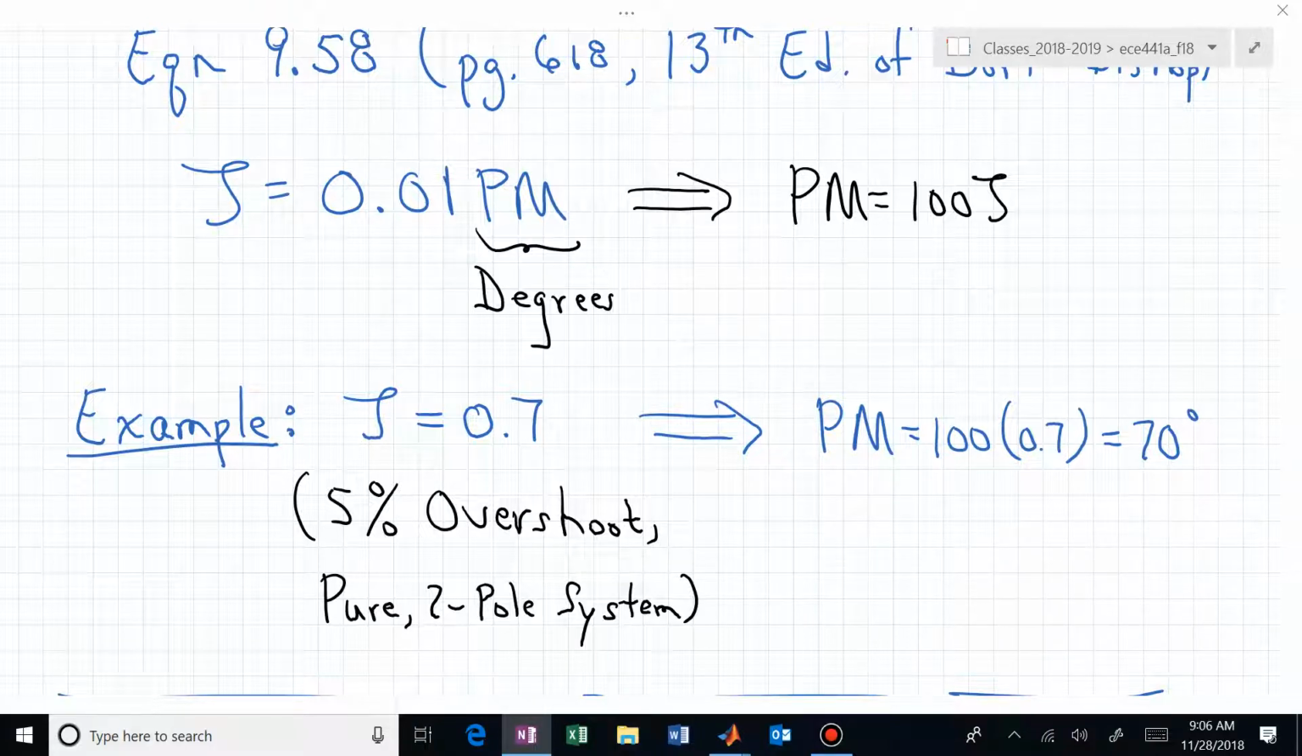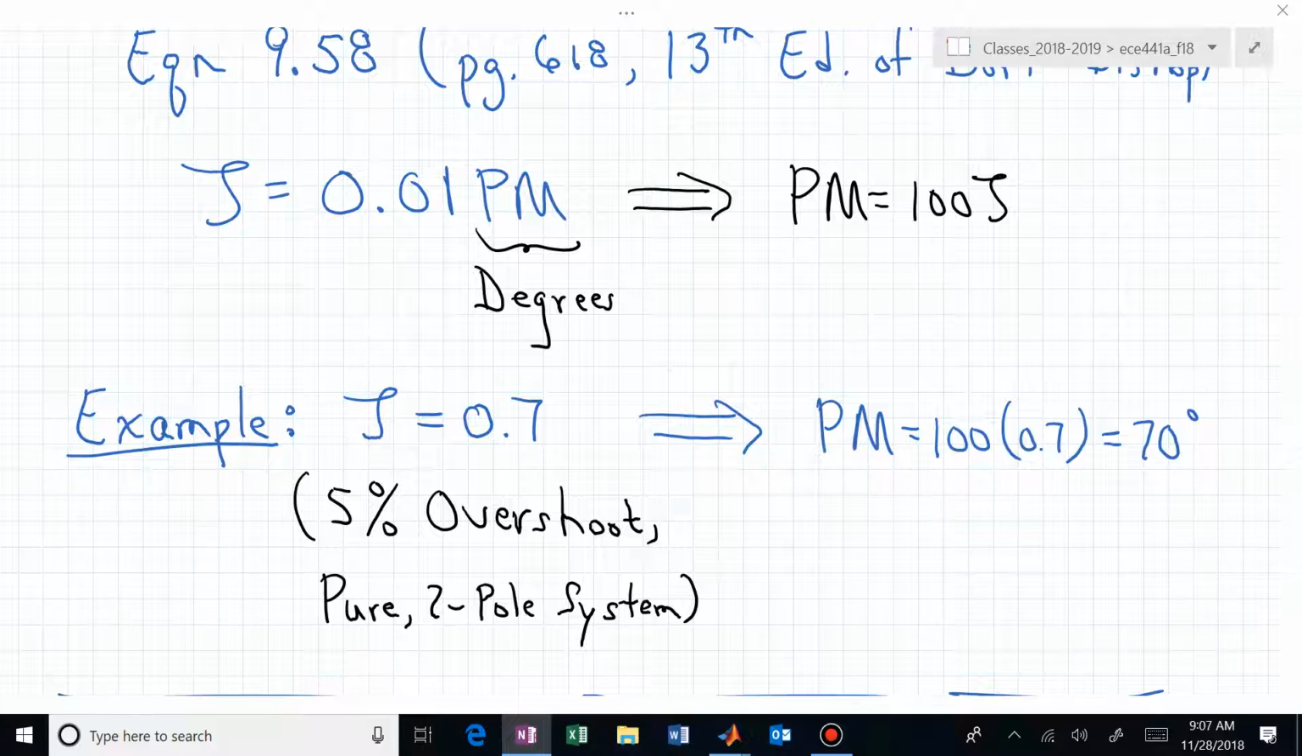That's now a 45-degree angle. If we had a pure two-pole system, that's why these are rules of thumb. If we had a two-pole system and only poles, a pure two-pole system, zeta of 0.7 would correspond to a 5% overshoot. Well, if you wanted to achieve that, then you would say, oh, in my Bode Plot design, let me design for a phase margin of 70 degrees. That's the connection between zeta of 0.7 and phase margin.